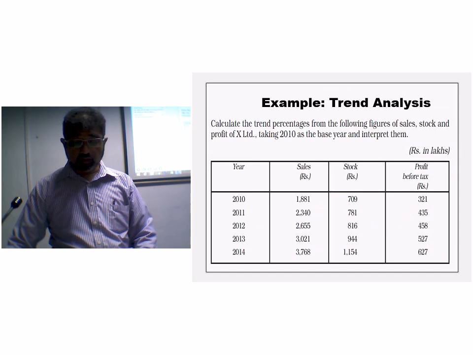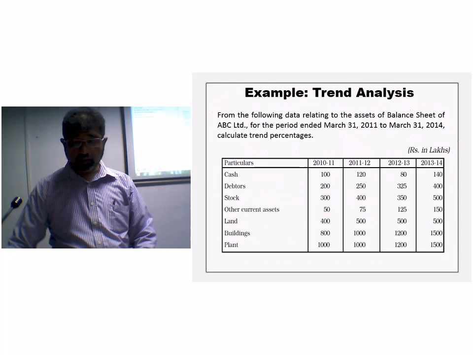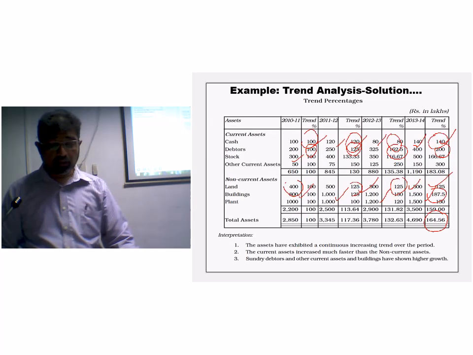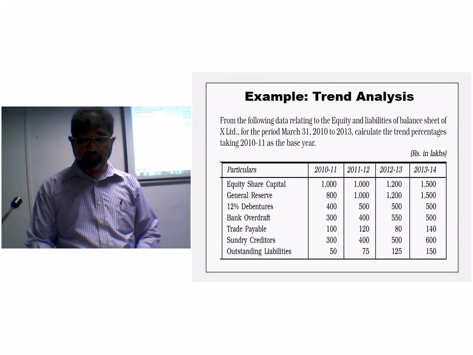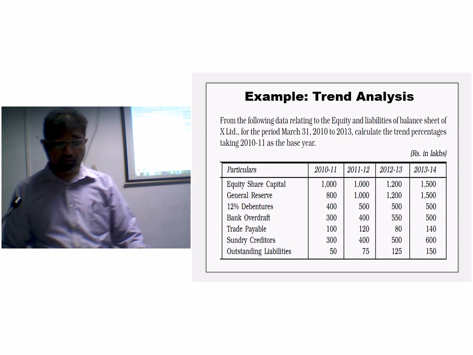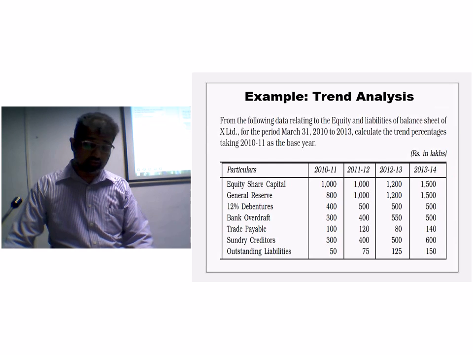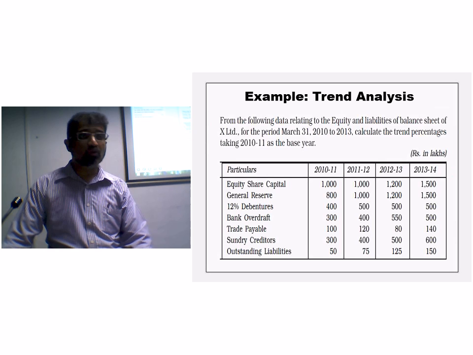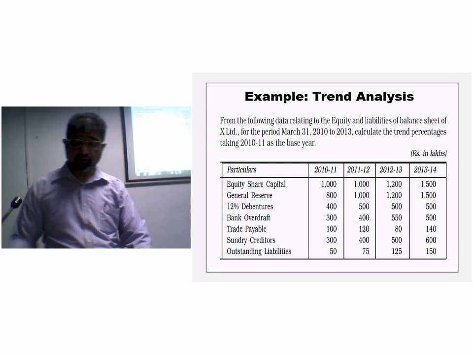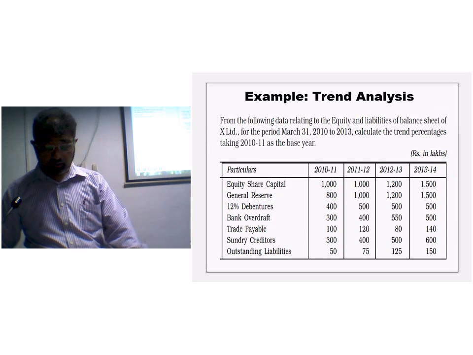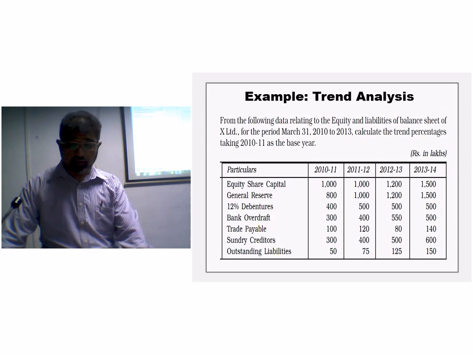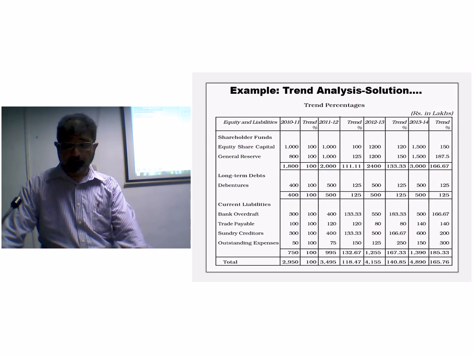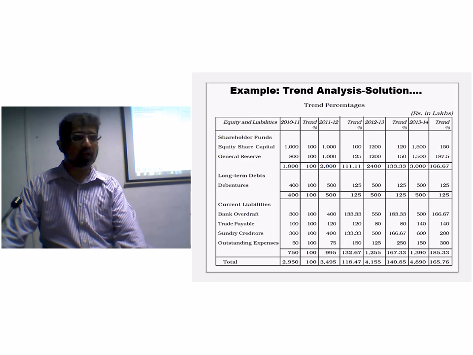you can interpret your results. Now here again you can see a number of details, again for equity shares, general reserves, debtors, bank overdraft, trade payable, creditors, and outstanding liabilities. Again we can do the same thing. I'm not going to discuss the same thing again and again. Then you can understand that analysis easily.